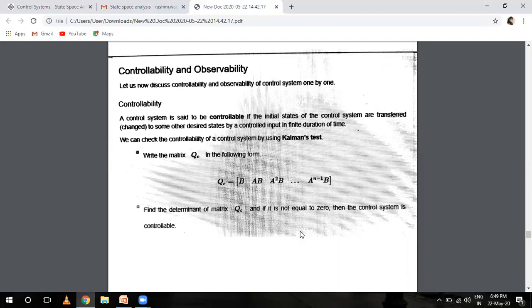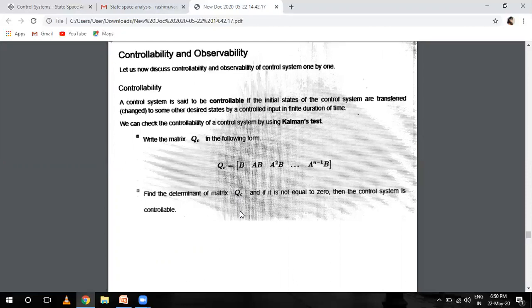And when we are checking the controllability of the control system by using the Kalman's test, then हमारे पास ये दो points हैं. एक मैट्रिक्स ले लो, write a matrix QC in the following form, that QC is equals to [B AB A square B up to A^(n-1) B]. Find the determinant. अब इस मैट्रिक्स का डिटर्मिनेंट निकालो एंड इफ इट इज नॉट इक्वल्स टू जीरो, मेक श्योर अगर वो डिटर्मिनेंट जीरो के बराबर नहीं आता है, then system is called controllable.